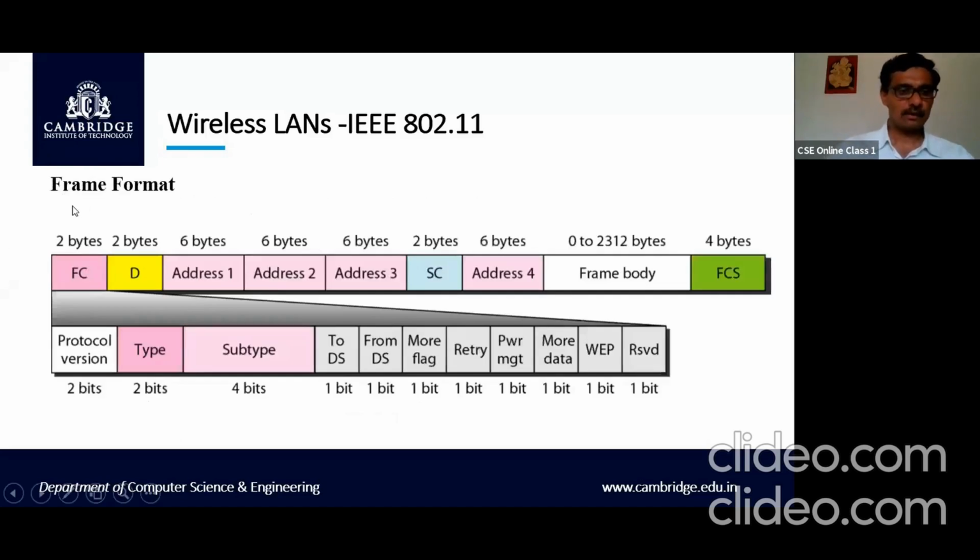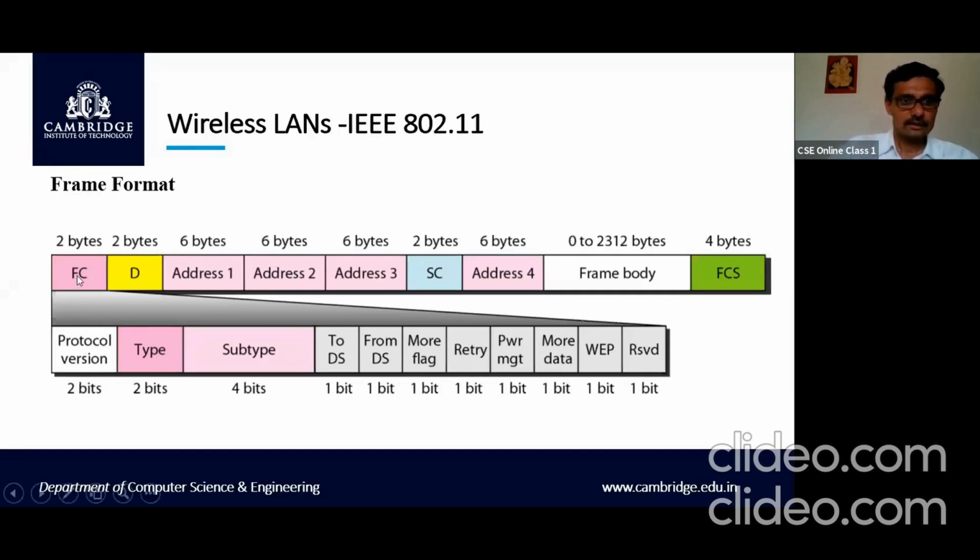Now you have the frame format. As you know, we are now talking about the data link layer, what we call the logical link control, LLC layer, and MAC layer. There are 2 sublayers of the data link layer. So we are talking about the frame format. As we know, the data link layer is responsible for framing the payload which is received from the network layer. So this is the frame format of IEEE 802.11 or wireless LAN.